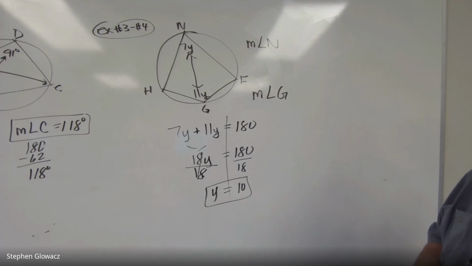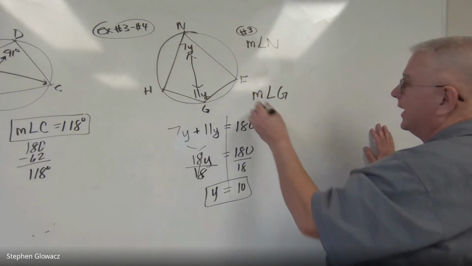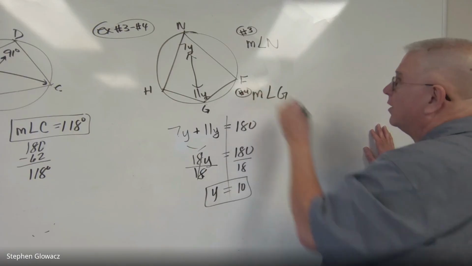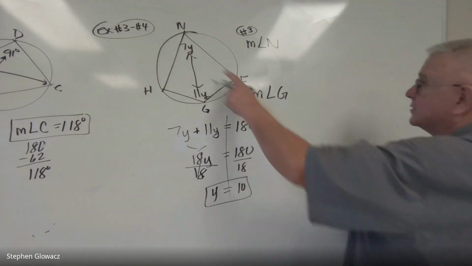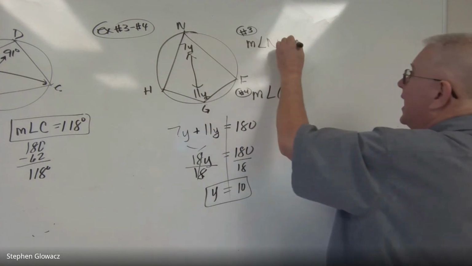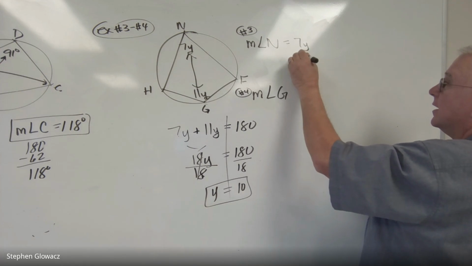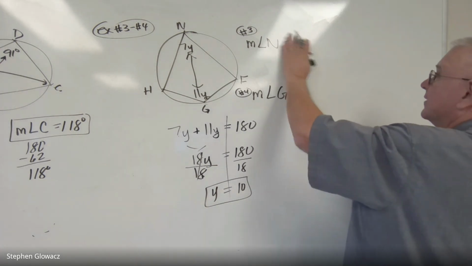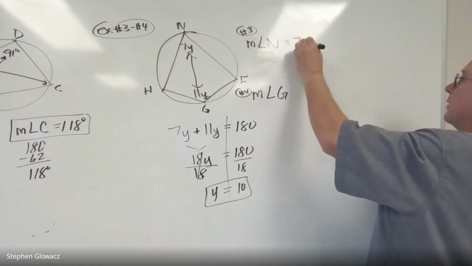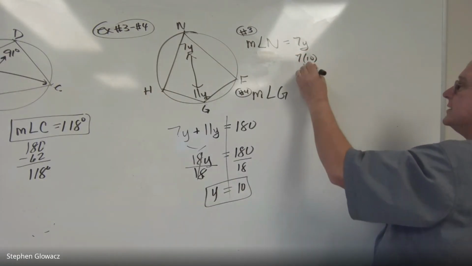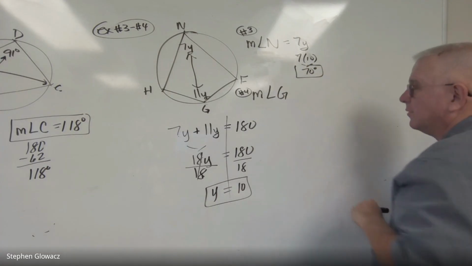Now, on number 3, so we'll say for the rest of this is our example for number 3, and this is our example for number 4. So number 3, you're being asked to find the measure of angle n. So what you would do is take the expression for angle n, which is 7y. We know that y is 10. So y is 10, and then 7 times 10 is 70 degrees. So the measure of angle n would be 70 degrees.